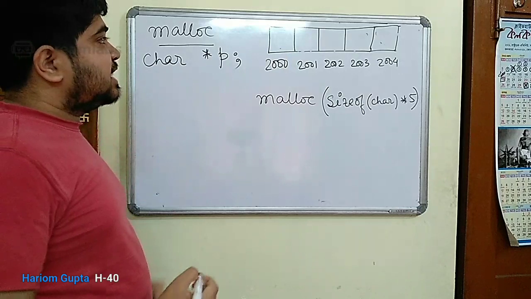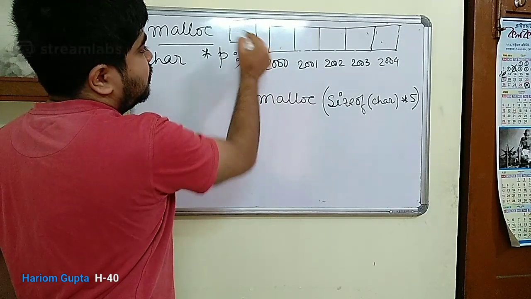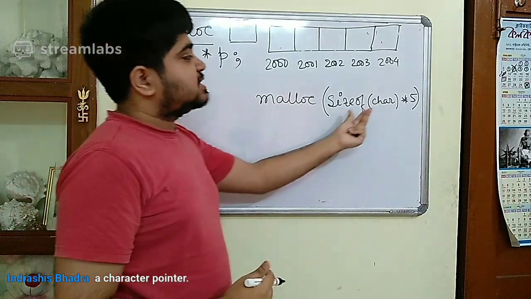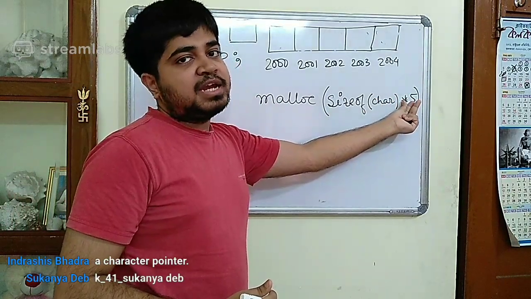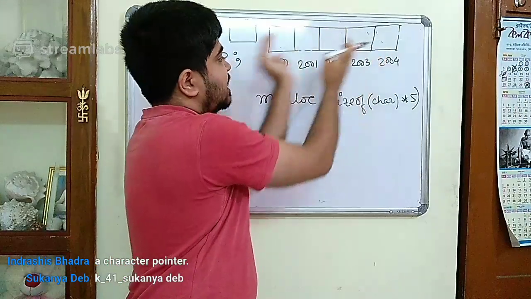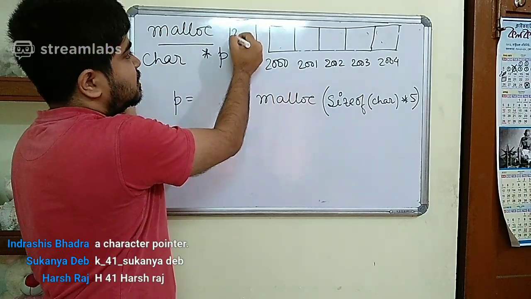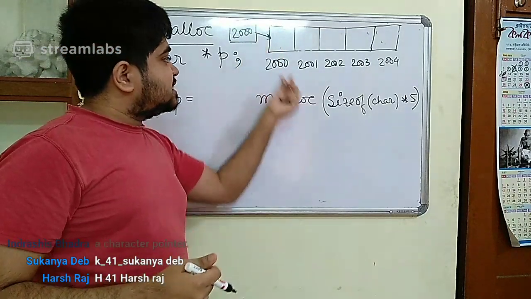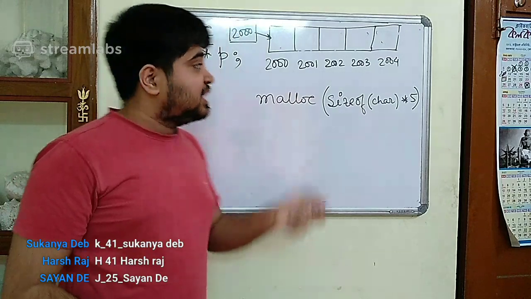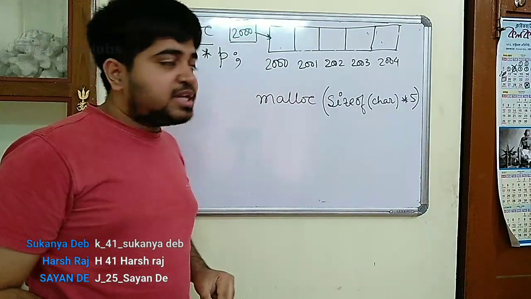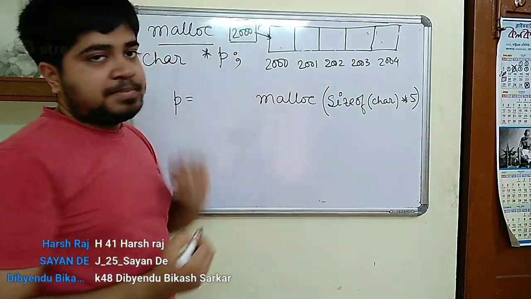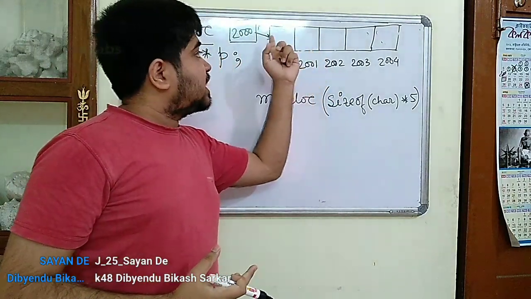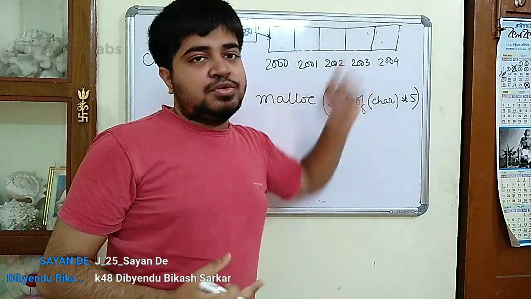Char star p is a character pointer. So we declare a character pointer, and if I write p is equal to malloc size of char multiplied by 5, all these locations are allocated and this 2000 gets stored over here, which is fine. But as this 2000 is a void pointer, even if I directly store it in p, it won't be able to dereference the content. So I cannot use the content of each location.